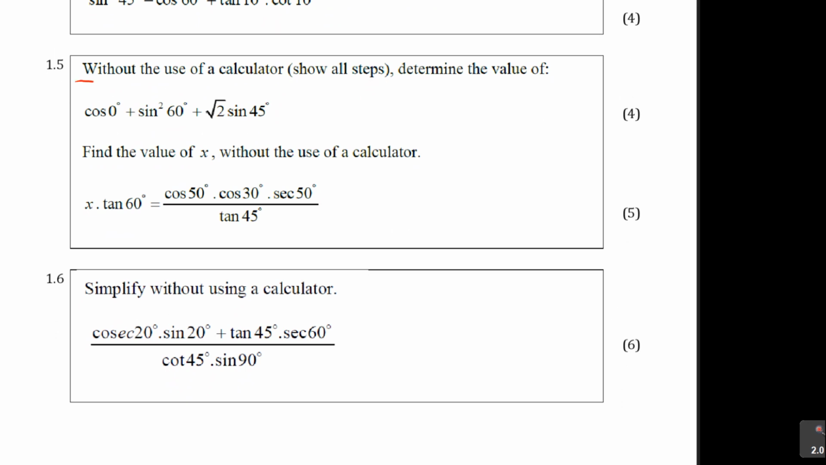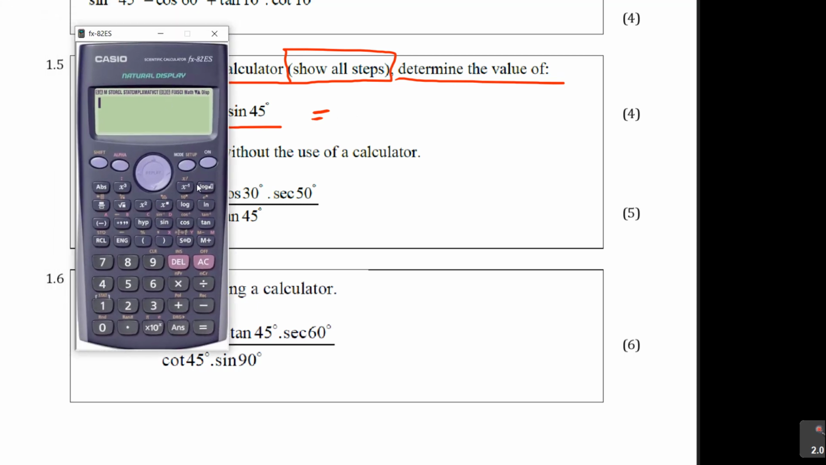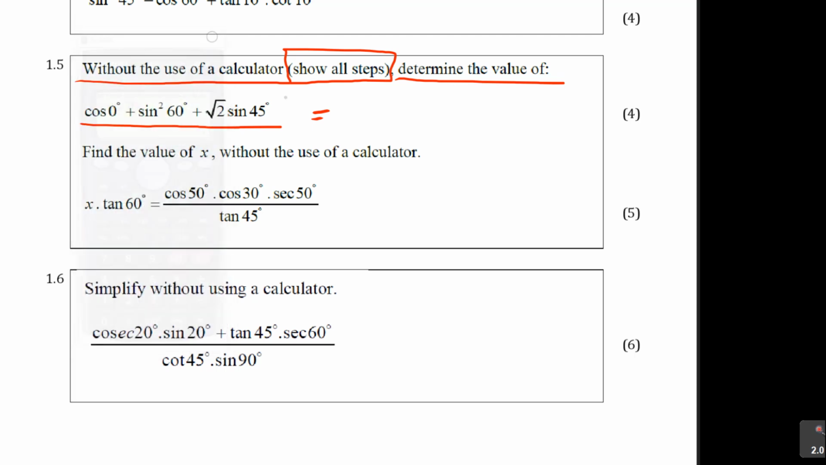Now without the use of a calculator, show all steps. See? Determine the value of the following, 4 marks. This one. Now you have to just continue and then use a calculator here. What is cos 0? They won't know that you use the calculator. Cos 0, because I can use special angles. I mean cos 0 is 1. So cos 0 is 1. How will you know that? How did I get 1? I mean, you cannot tell because I know it's a special angle.